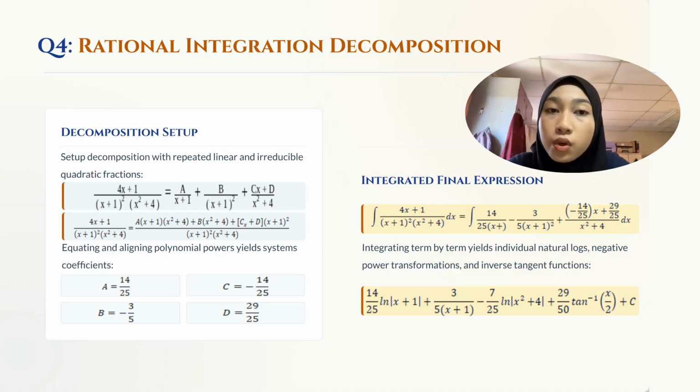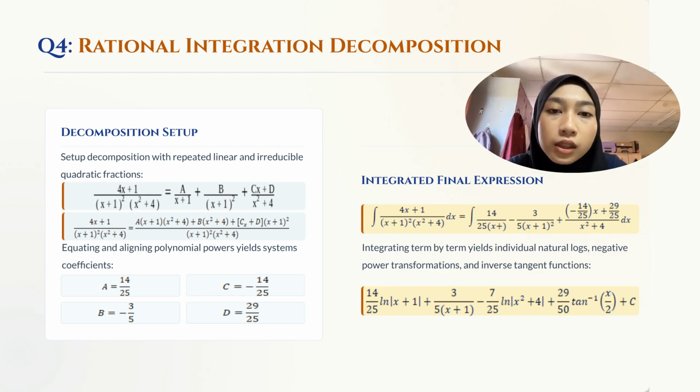Now that we have all our constants, we will write our original integral as separate, manageable fractions and integrate them term by term. For our first term, 14/25 times the integral of 1 over x plus 1 integrates easily to 14/25 ln of the absolute value of x plus 1. For our remaining terms, we split the quadratic numerator, integrating negative 14/25 x over x squared plus 4 using u substitution, which gives us negative 7/25 ln of the quantity x squared plus 4.